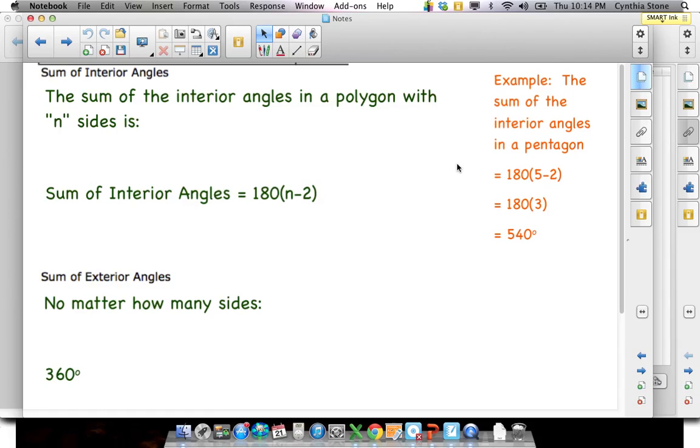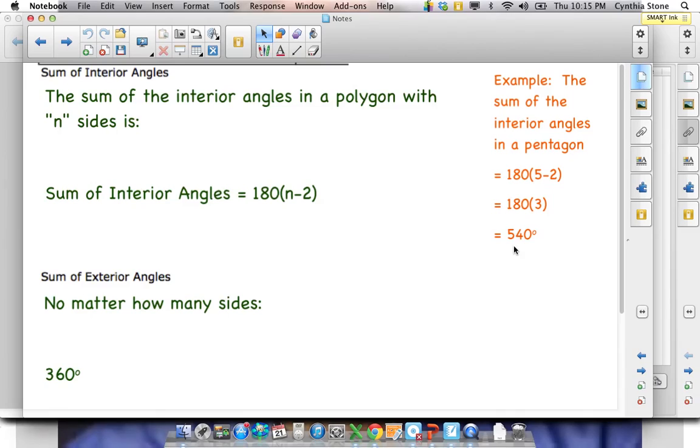Okay, and if you just want to see what I mean by that, if you're looking at a pentagon, you might remember a pentagon is 5 sides. So when you use this equation, you go 180 times, instead of writing n, you write 5, because it's a pentagon, minus 2. 180 times 3, which is 540. So the sum of all the interior angles inside a pentagon is 540.